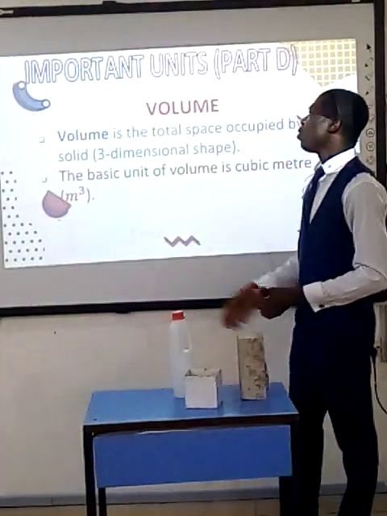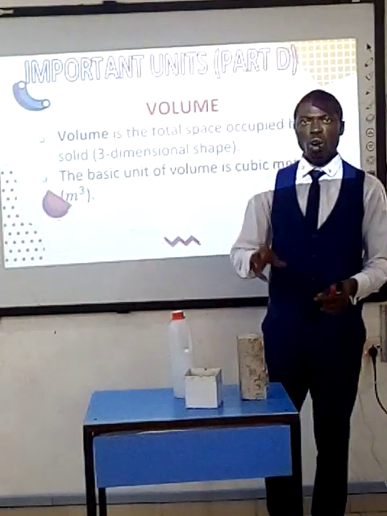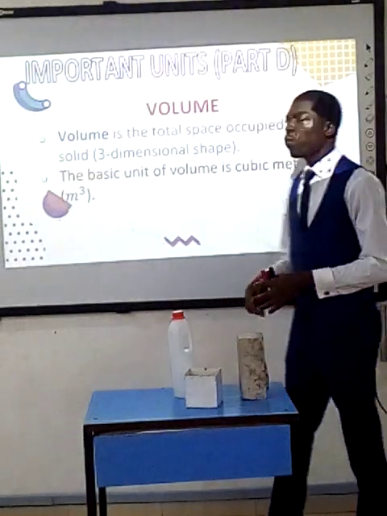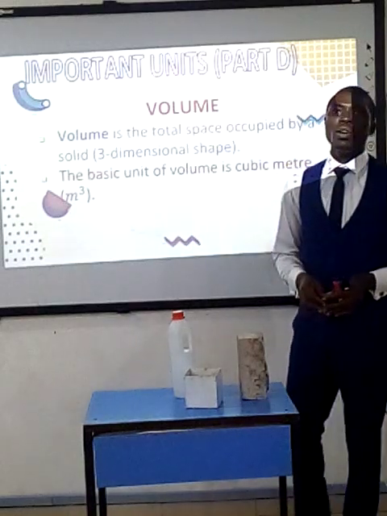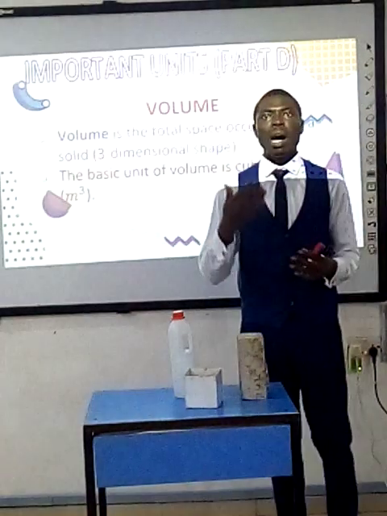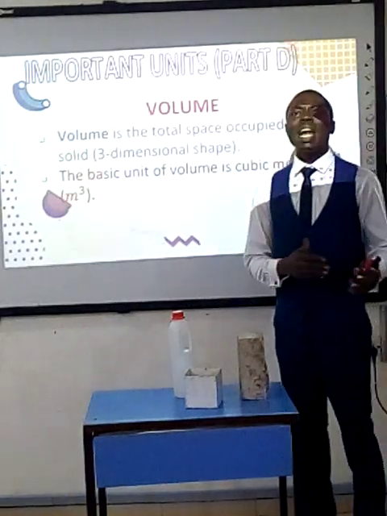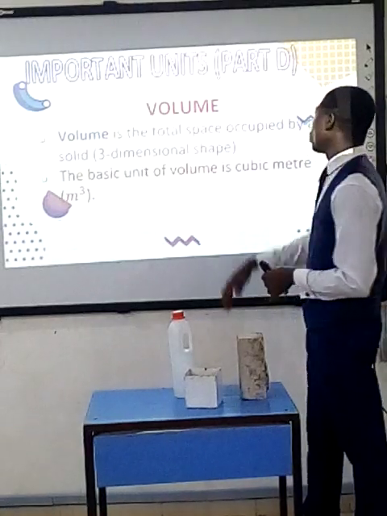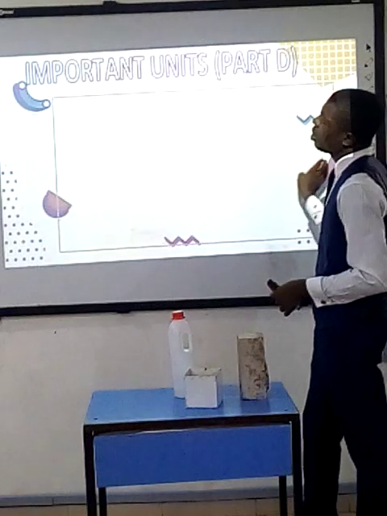Alright, now the basic unit of volume. When you hear volume, what unit should come to your mind? It's what we call the basic unit. Now the basic unit of volume is the cubic meter, written as m raised to the power of 3. Now, apart from the cubic meter, we have other units of volume, and I want us to look at them now.